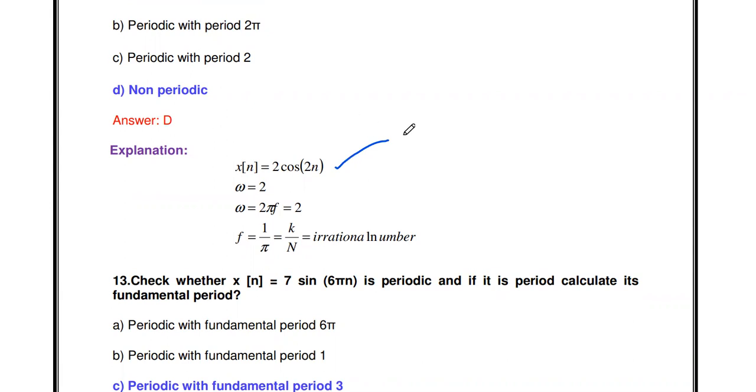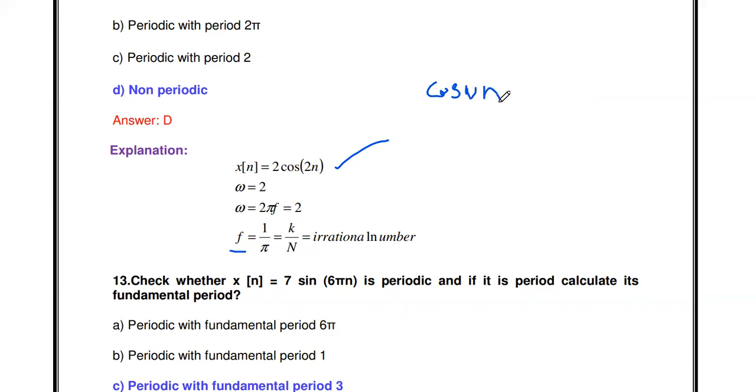In order to check whether the given discrete time sine or cosine signal is periodic or not, first we have to calculate the value of f. We can represent the frequency f as a ratio of k by n. If the k and n values are both integers, we can say that the given signal is periodic. So what is the standard cosine waveform? The standard discrete cosine signal is A cos omega n.